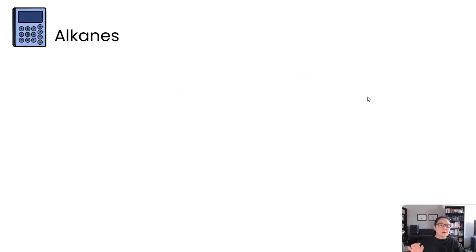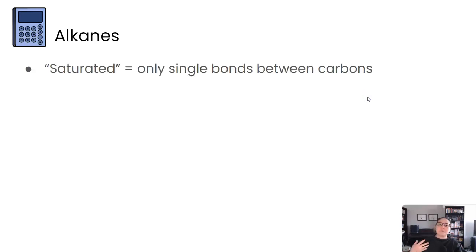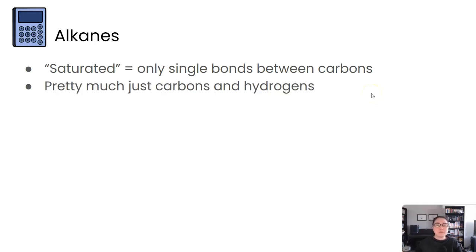So we're going to start with the simplest type of hydrocarbon, which are alkanes. Now, alkanes are also referred to as being saturated in that when you have all of your carbons, there are only single bonds between them. Now, not only are there pretty much only single bonds between carbons, you're mostly also dealing with just carbons and hydrogens if you're talking about alkanes specifically.